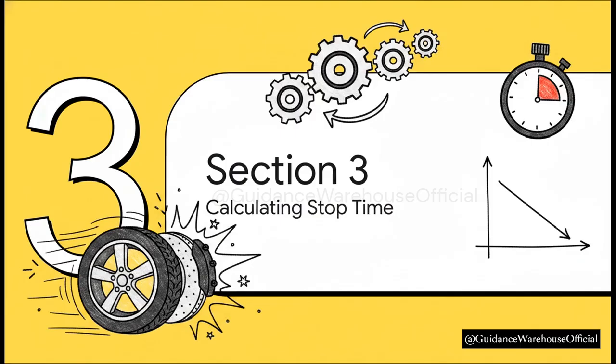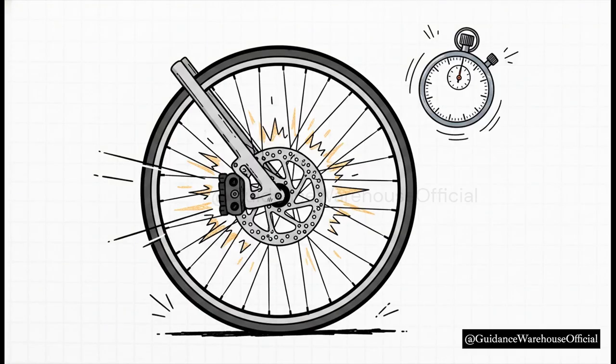Let's check out section 3, calculating wheel stop time. Let's actually look at the math of that sudden violent braking. We're going to rearrange our formula to solve for time. Let's say you squeeze those brakes hard, creating an intense negative acceleration of negative 87.3 radians per second squared. Our starting velocity is that 26.2 radians per second we had going, and our final is 0.